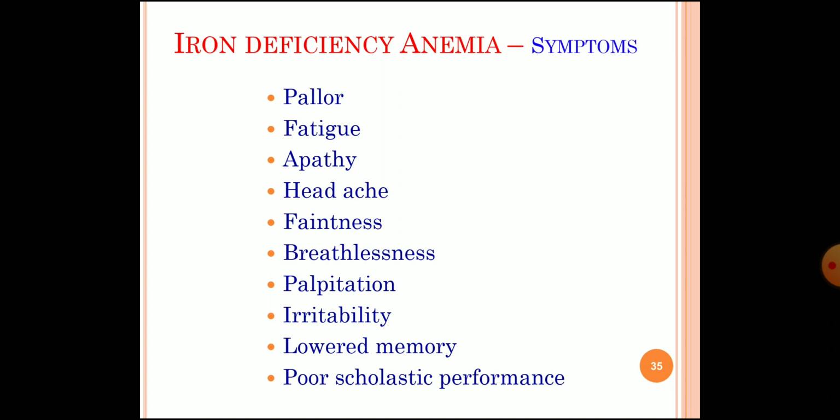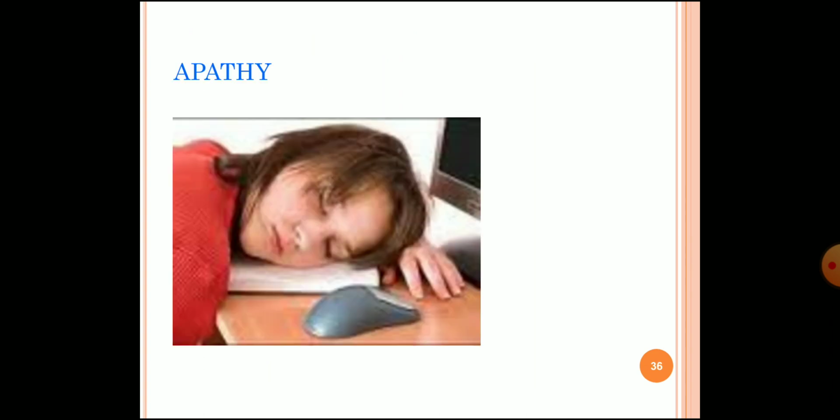And then palpitation, heartbeats will be very fast, that is tachycardia. Then irritability, always irritable, they are not in a good mood, always getting irritated. And lowered memory, they have poor memory and poor scholastic performance, they perform very badly in school. This is the picture of apathy, without any interest she is lying.